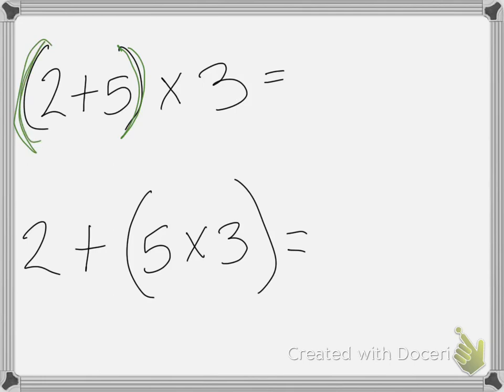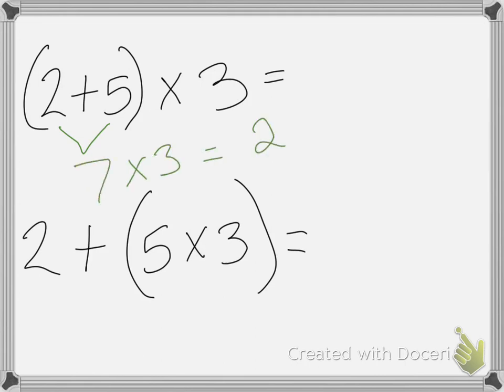Okay, those are my parentheses. So here, these two problems are very similar. The numbers are all the same. The difference is where the parentheses are. So the parentheses tell us what to do first. This first problem tells me to do 2 plus 5 first, which equals 7. Okay, and then I'm going to multiply by 3. 7 times 3 is 21.